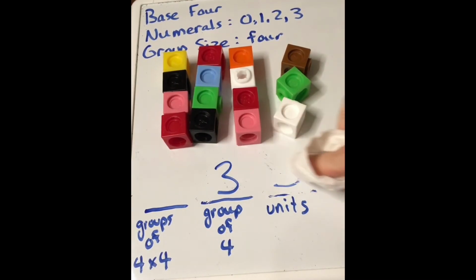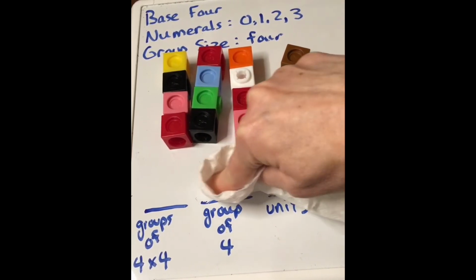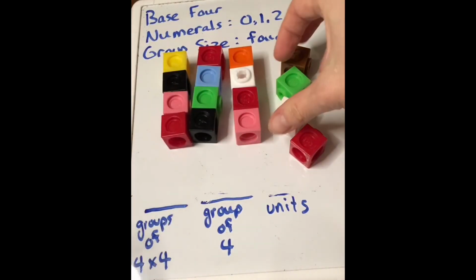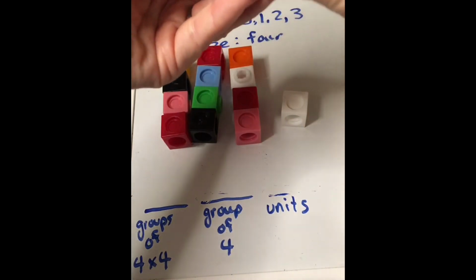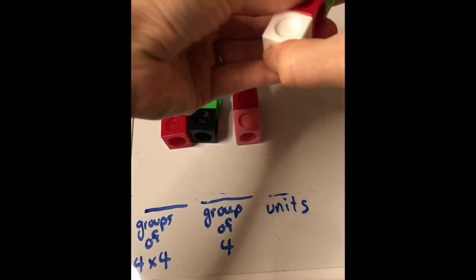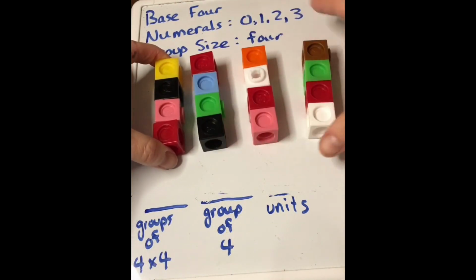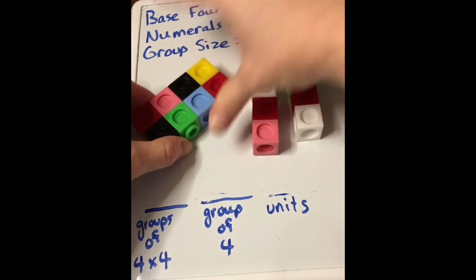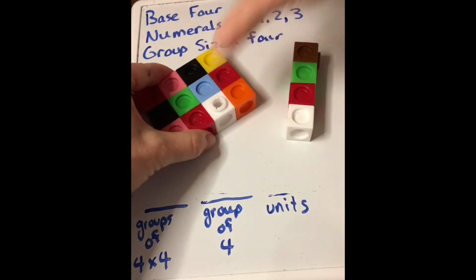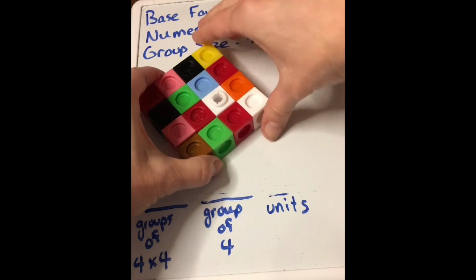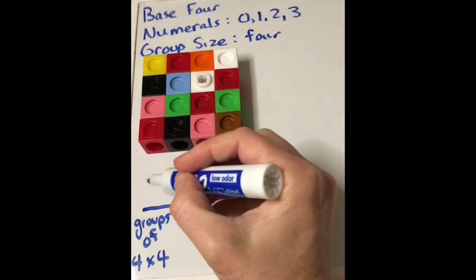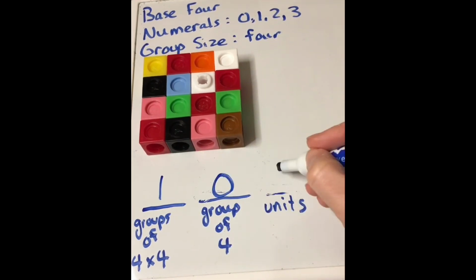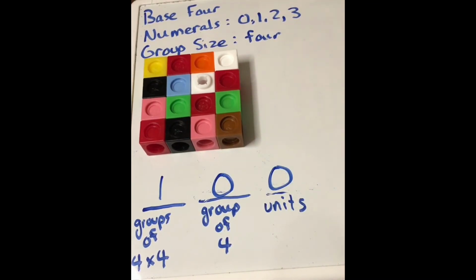Now, as we add one more, we again can group the 3 units together to form one group of 4. But what we notice is that we now have 4 groups of 4. So these 4 identical sets we can merge together, and now we have a set of 4 by 4. So now we're in the next place over, where a 1 in that location means one set of 4 by 4. Now we have no groups of 4 and no units.